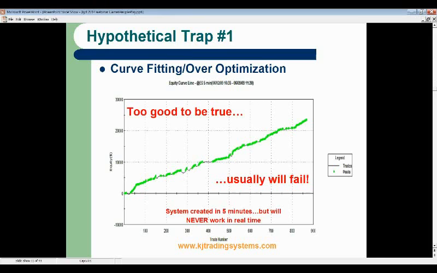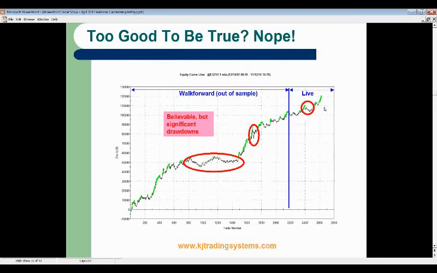But it created this great-looking equity curve. And again, too good to be true? Yes. Over-optimized and curve fit. And so that's probably the first trap. That's a trap most people fall into because they're just dazzled by this equity curve. They see an equity curve that looks like that and think, hey, I've got to get on board with that. That looks great. It's a trap, friends.